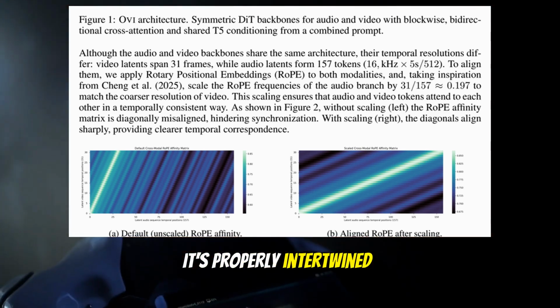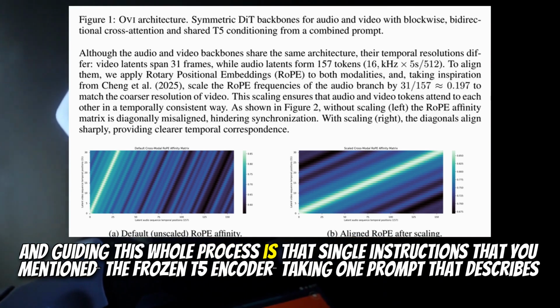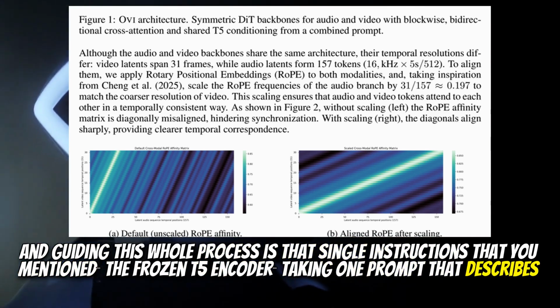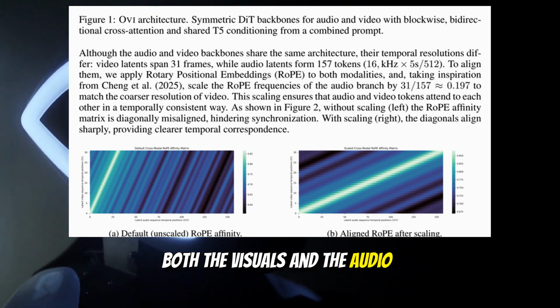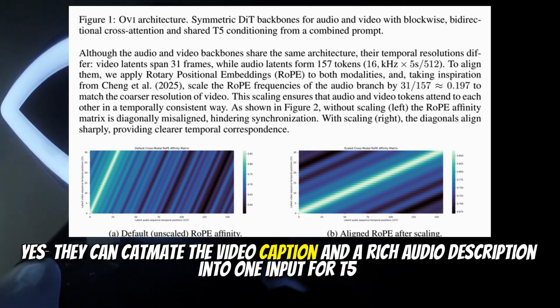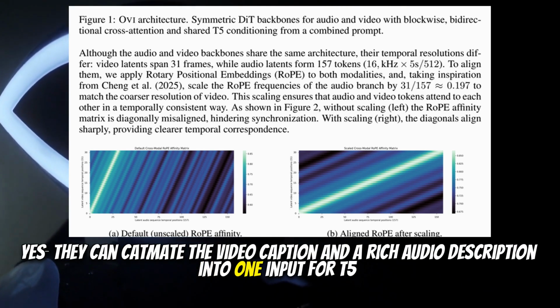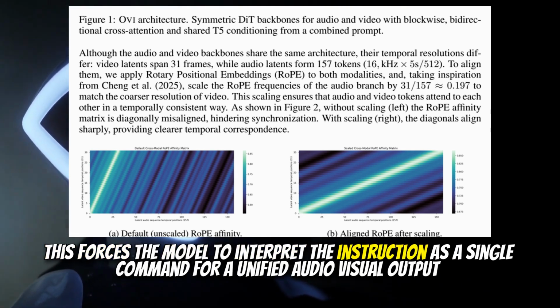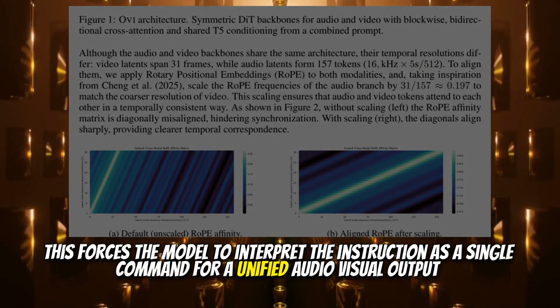It's properly intertwined. And guiding this whole process is that single instruction set you mentioned, the frozen T5 encoder, taking one prompt that describes both the visuals and the audio. Yes, they concatenate the video caption and a rich audio description into one input for T5. This forces the model to interpret the instruction as a single command for a unified audiovisual output.